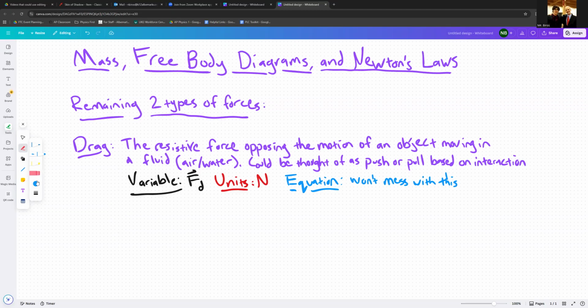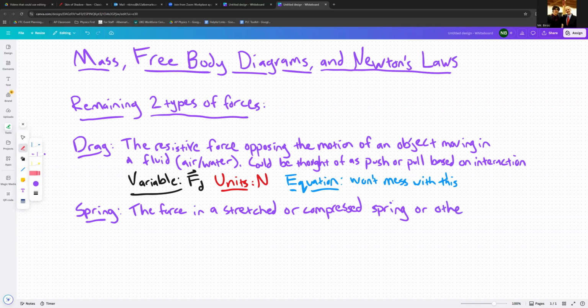All right, last one is spring force. So our last of the 7 main types is spring force. And spring force is defined as the force in a stretched or compressed spring. Now, it doesn't have to be a spring. It could be a stretched and compressed spring or some other elastic material. I think of like a rubber band.